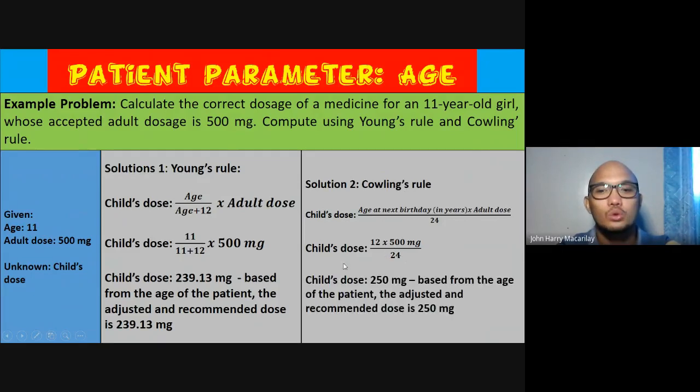Answer now is 250 milligrams. So based from the age of the patient, the adjusted and recommended dose is 250 milligram. So there is a discrepancy between the adjusted dosage because of the formula. For Young's rule, we are using the current age of the child, and then for the Cowling's rule, we are using the age of the patient at her next birthday. Alright?